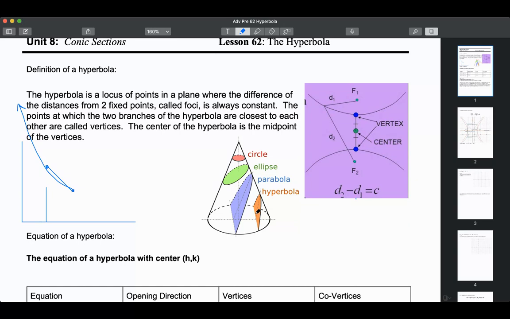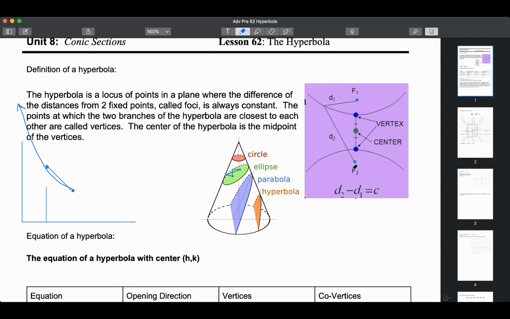So the definition of hyperbola is similar to the ellipse. In the ellipse I had 2 points, and I find a common sum as the distance between those 2 points. Whatever that distance is, when I add up those two distances, it's going to be the same for every single point. So adding these two distances is the same as adding these two distances.